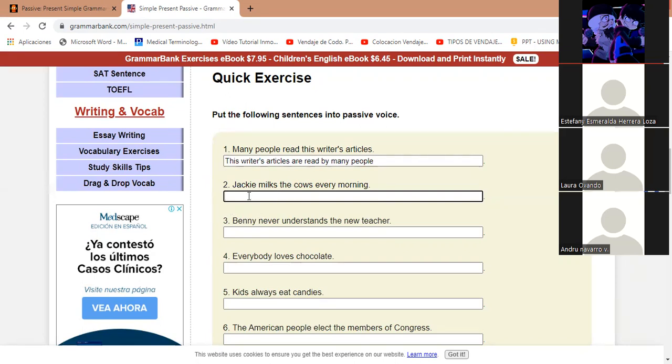The cows are milked by Jackie. Very good. The cows are milked, right? Milked, exactly. By Jackie, every morning. Good. The cows are milked by Jackie every morning. Very good. See, good job, Araceli. The cows are milked by Jackie every morning. Does everybody agree with us?